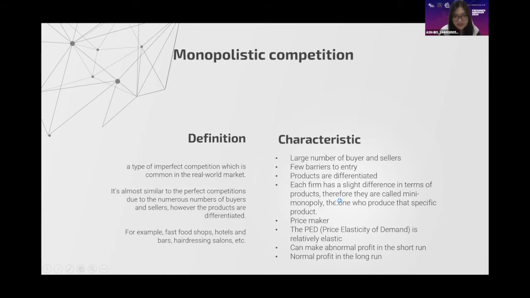Each firm has a slight difference in terms of products. Therefore, they are called mini monopolies, the one who produces that specific product and the one who controls its brand through quality and the physical difference. Each firm has an impact on the market price. Therefore, they are price makers. Next, the PED is relatively elastic. They can make abnormal profit in the short run, however, normal profit in the long run.